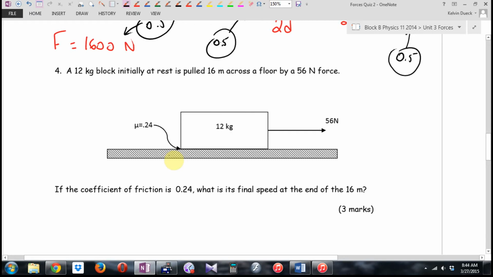Number 4. A 12 kilogram block initially at rest, you know what, that's important, I bet, is pulled 16 meters across a floor by a 56 Newton force. Oh, Colin, what does this question want me to find? VF. How many marks is this one worth?